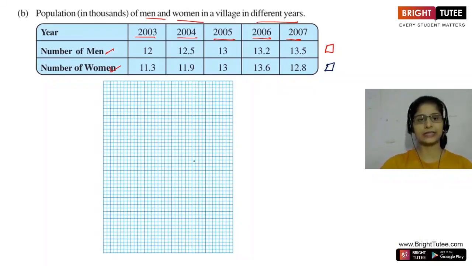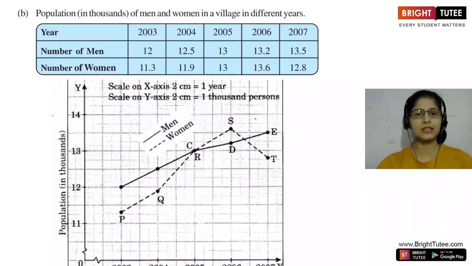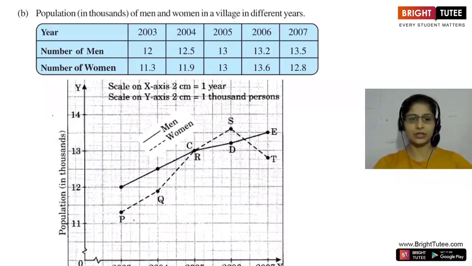So we'll draw the axis. So instead of the colors, I have used the dotted lines. Okay, to show you just here a perfect graph I have taken here. So the dotted line is showing for women, and this one is showing for men. So on this axis, we are showing the years. So suppose this is the year 2003, then this is 2004, 2005, 2006, and the last one is 2007.